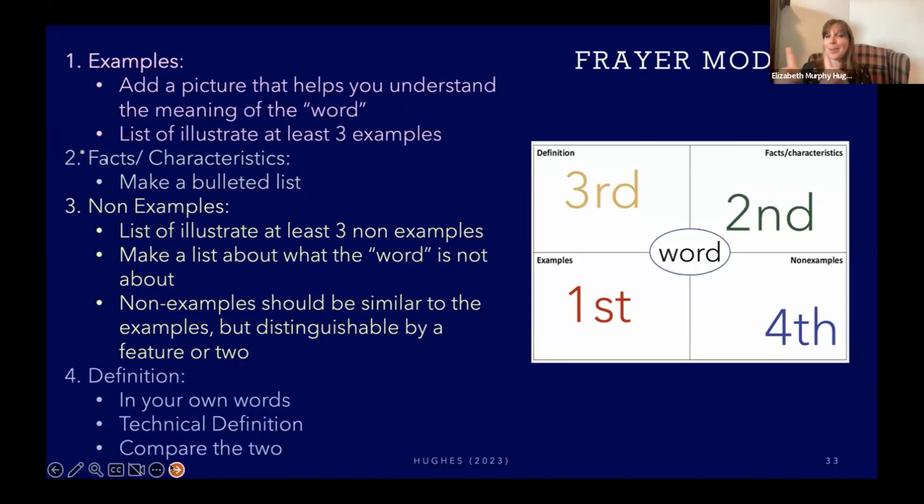Then go right to examples. Logically, when we see something like this, we think, okay, got to start top left. That's what we do. We read from the top left. We start from the top left. We're going to start with the definition.